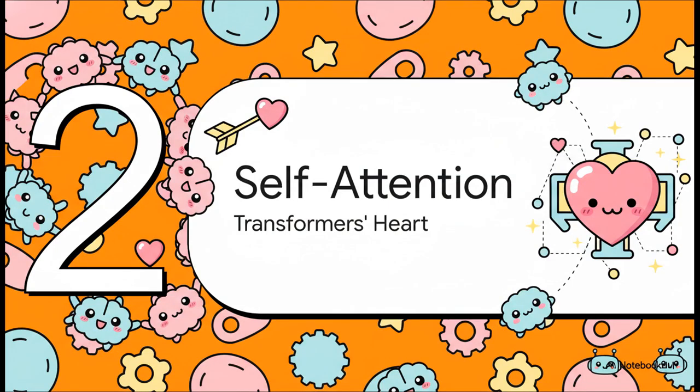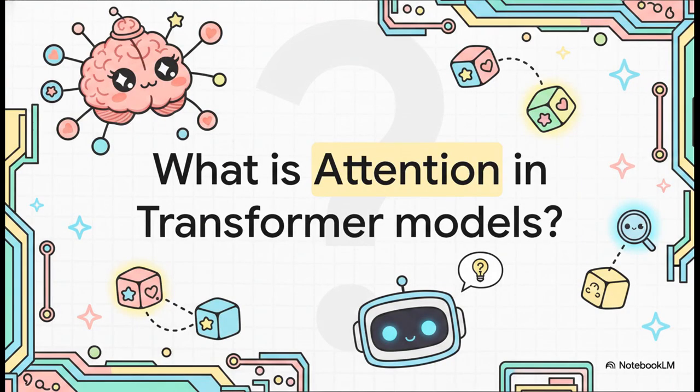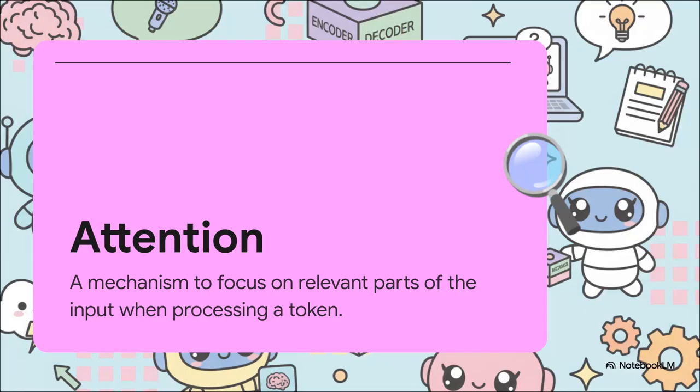Moving right along to Section 2, the self-attention mechanism. This is a big one. They'll ask, can you explain what attention is? This is your moment to prove you truly grasp how an AI understands context and meaning, rather than just memorizing vocabulary. Essentially, attention is a mechanism that tells the model which specific words it should focus on when processing a particular token.